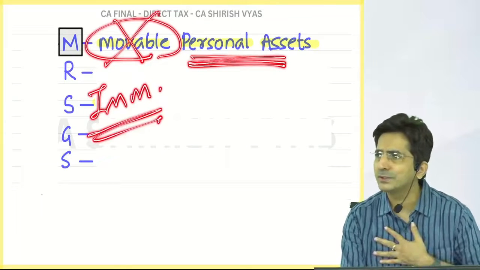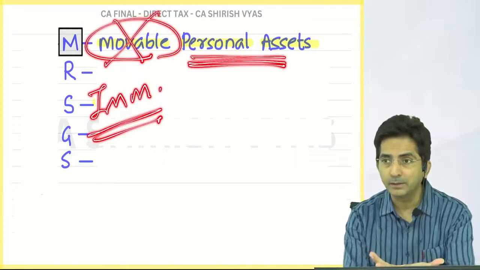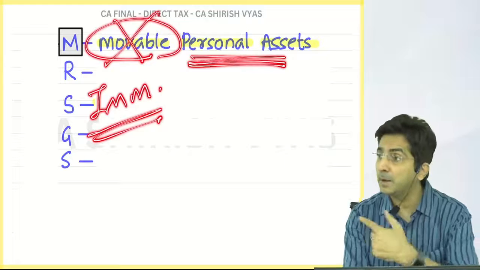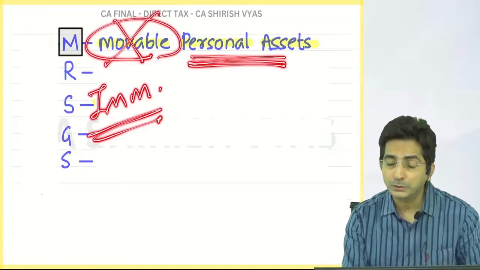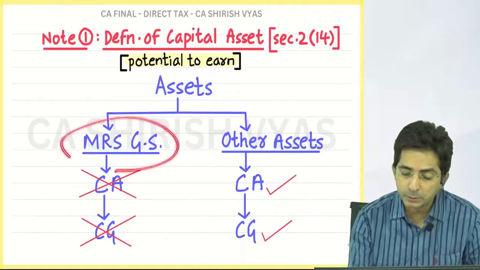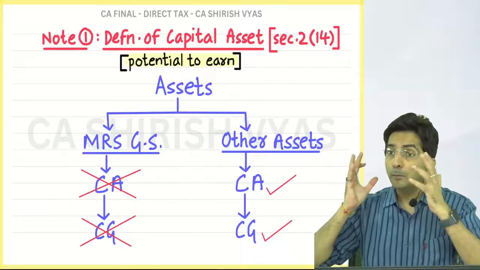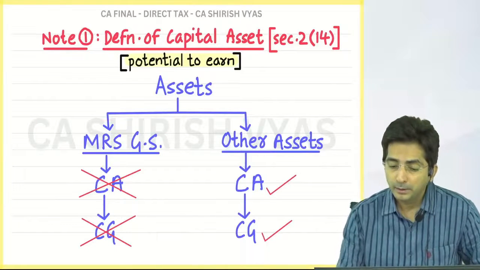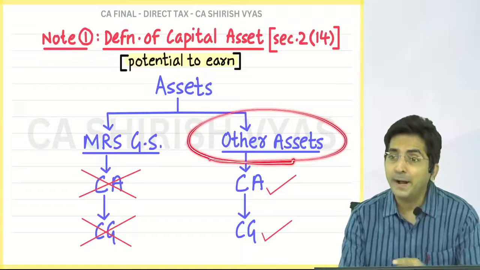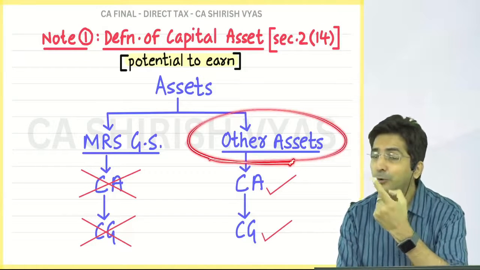Means it is what? My house. The house in which I stay, it is immovable and it is my personal asset. So tell me, where will house come? Will it come in Mrs. GS or others? Others, because in Mrs. GS only movable items are there, but house is movable or immovable? So it will come here. And you know why? Because houses have got potential to earn.